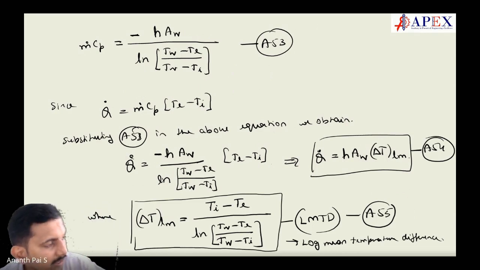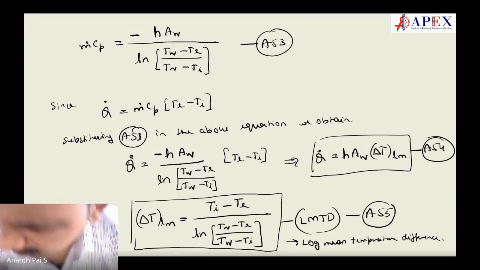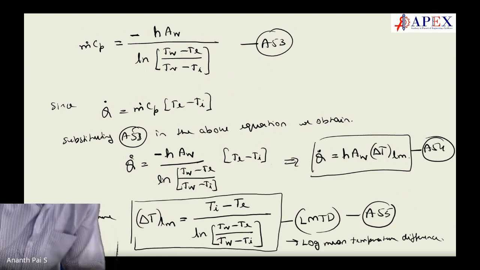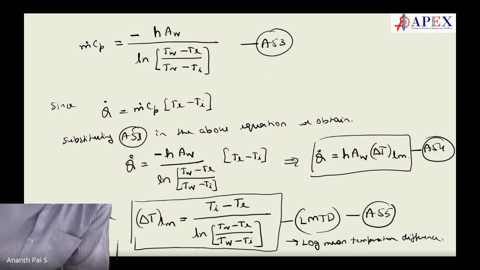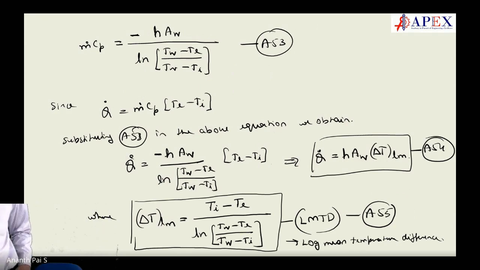Now let us look at Nusselt number. Okay, take some time here. Here the whole thing is log mean temperature. Which one? Delta TLM is log mean temperature. This whole thing is log mean temperature: Ti minus Te divided by log of, that is log mean temperature.